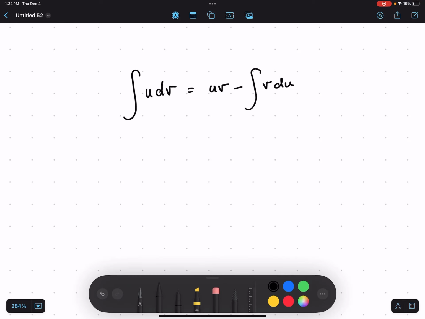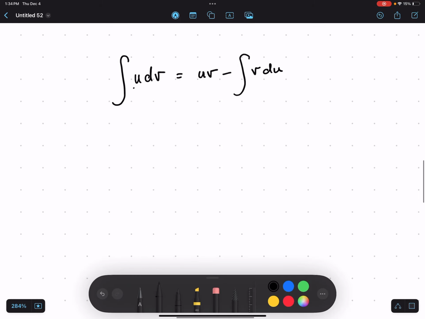This is the formula for integration by parts, and what we're given initially is an integral with a product of u and dv. And so what we can do here to find our final version of the product is we can take u and differentiate to find the derivative of u, and then we can take dv and integrate that to solve for v.